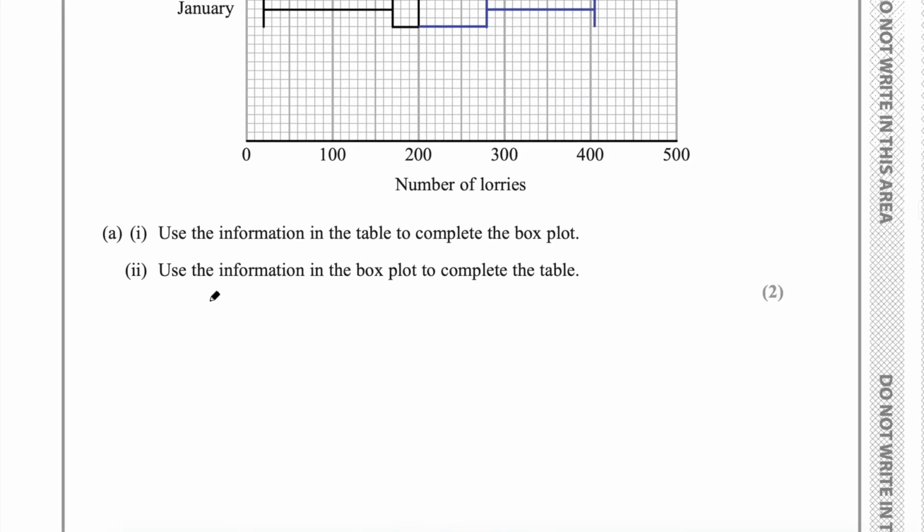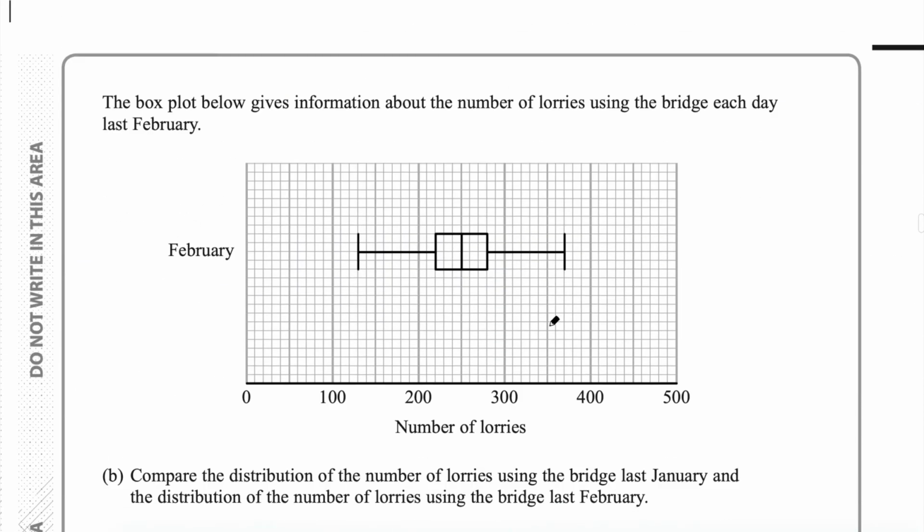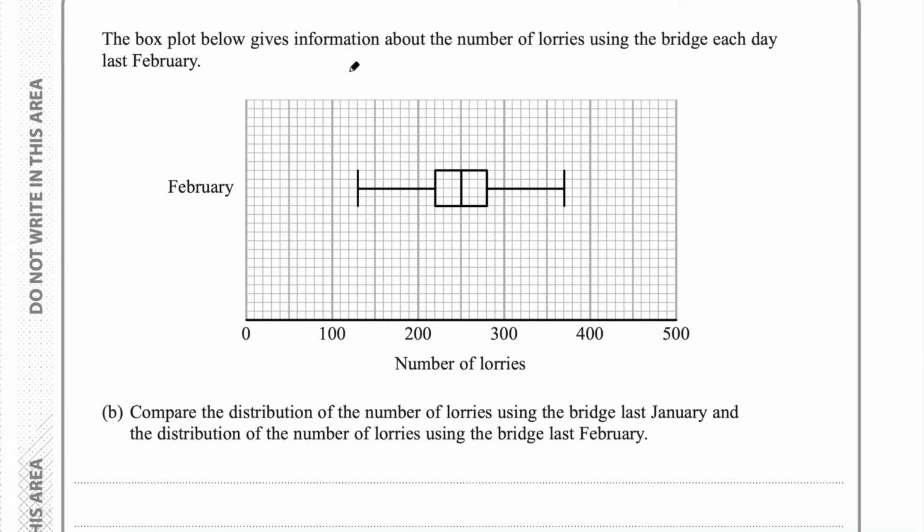Okay, so that's part A and part A number 2 for 2 marks. Part B says the box plot below gives information about the number of lorries using the bridge each day last February. Compare the distribution of the number of lorries using the bridge last January and the distribution of the number of lorries using the bridge last February.